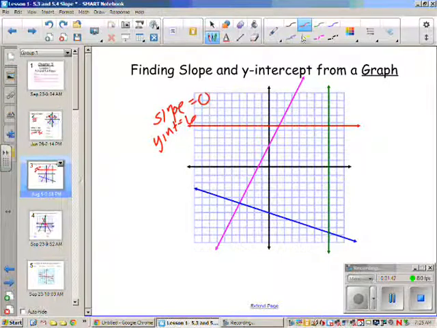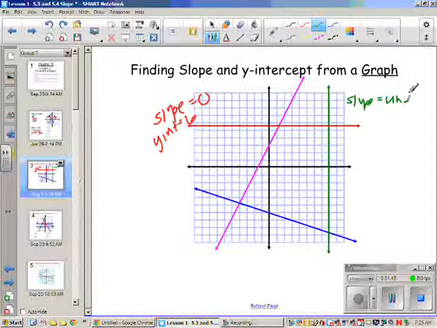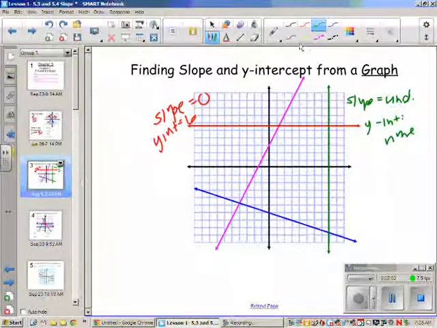We're going to move on to the green line because that's the next easiest. We just learned that the slope is undefined. It's an x equals line, remember? And it does not have a y-intercept because it won't cross it. It just crosses the x at 8. So the y-intercept, there is none. It will never cross the y-axis.